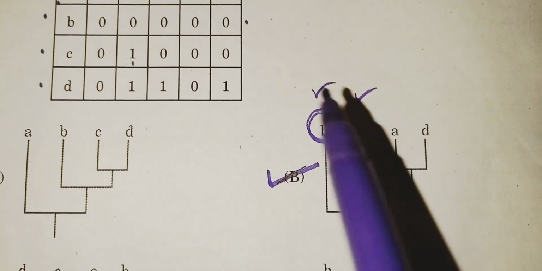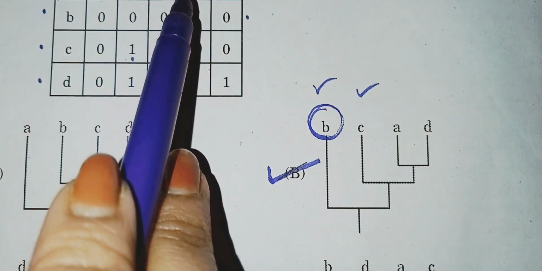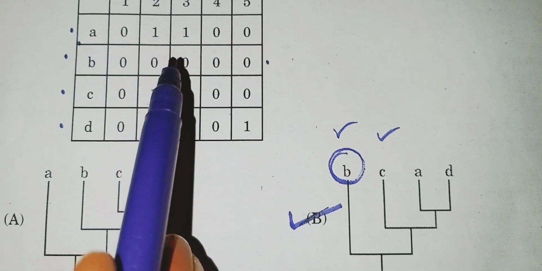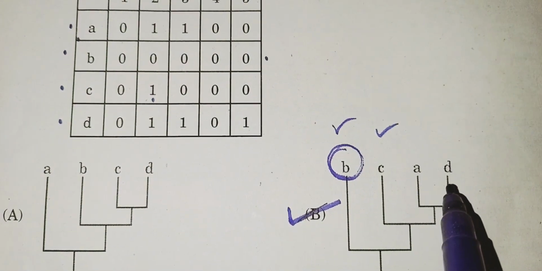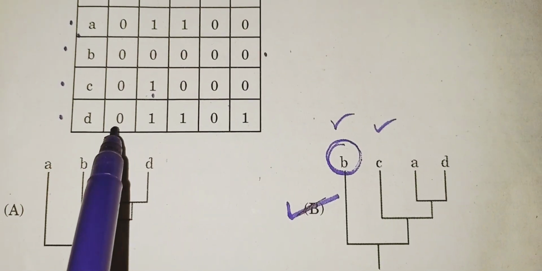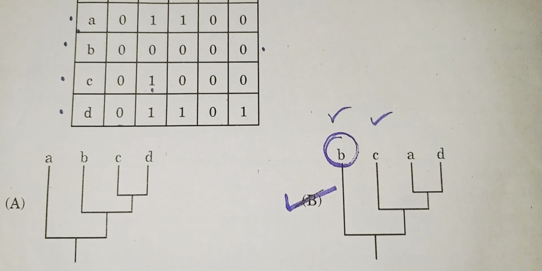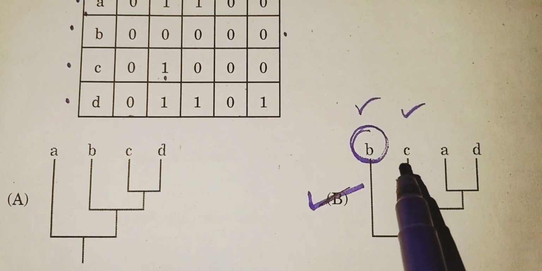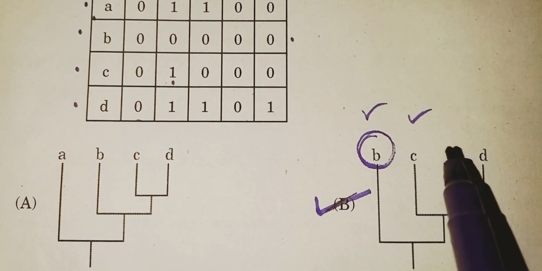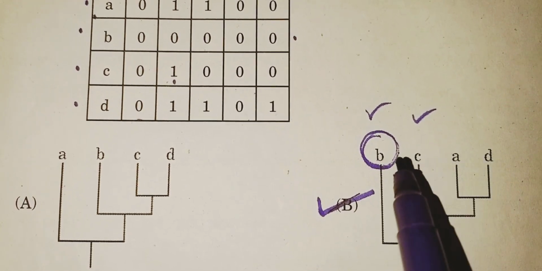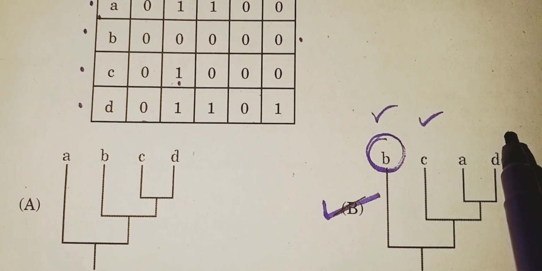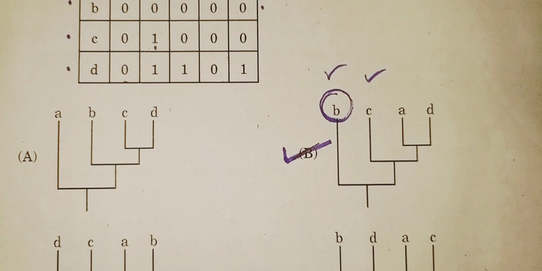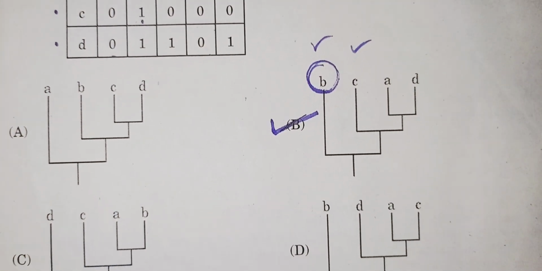Next, see A. A has got 3 ancestral characters, and finally D. D has got only 2 ancestral characters, rest all derived characters. So from here we can understand, this is in order of decreasing number of ancestral characters. So B is your correct answer.